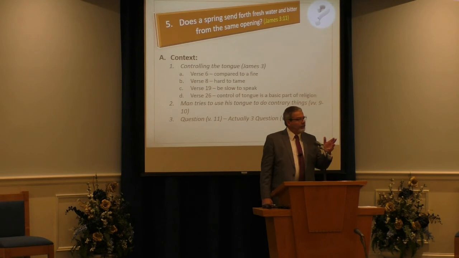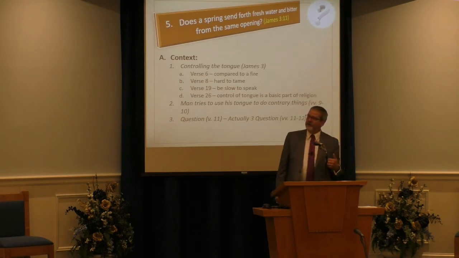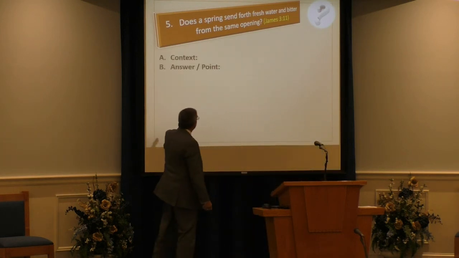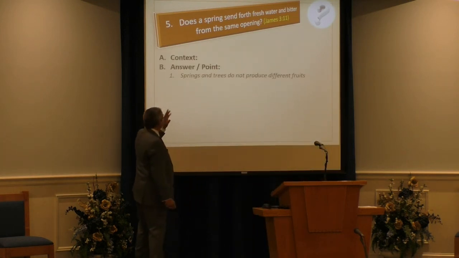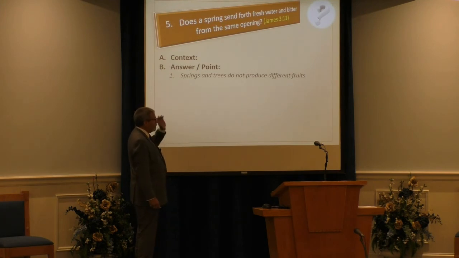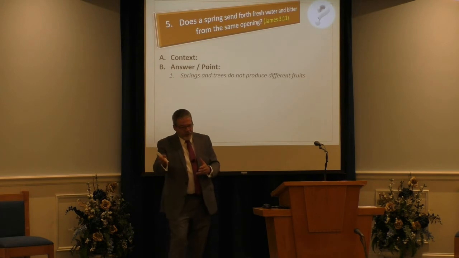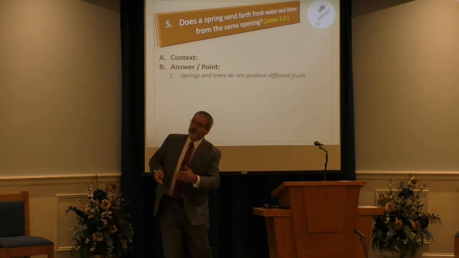In other words, can you go to a grapevine and get figs off of that? And grapes at the same time? No, you can't. Now, let's see the point that he's making. His point here is that a spring and trees do not produce different fruits. You don't have a spring that has bitter water and also produces sweet water.